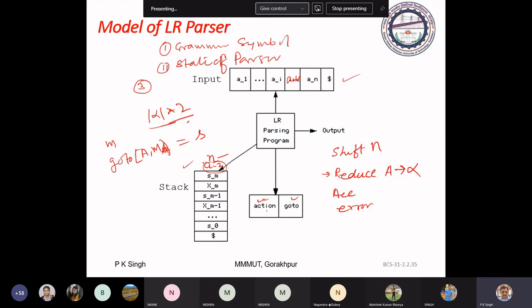So what we do, after popping out 6 symbols of the stack, you have to push A, the left side of the production, followed by s, a new state. And from where have we got this s? Yes, we got it from the goto field, by referring to A and m, where m is the top state after popping out mod alpha into 2 symbols of the stack.